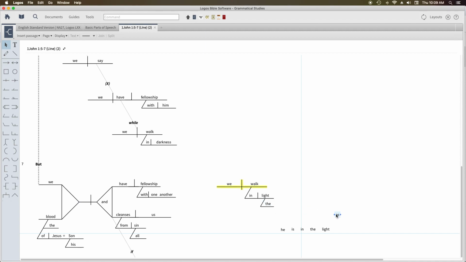Now we have another something unique here. We've got another "as." The word "as" is a conjunction, and it's a comparative conjunction. So it's telling us if we're doing something like somebody else. It's telling us like something. But we still treat it as a subordinating conjunction. So we're going to need another line.